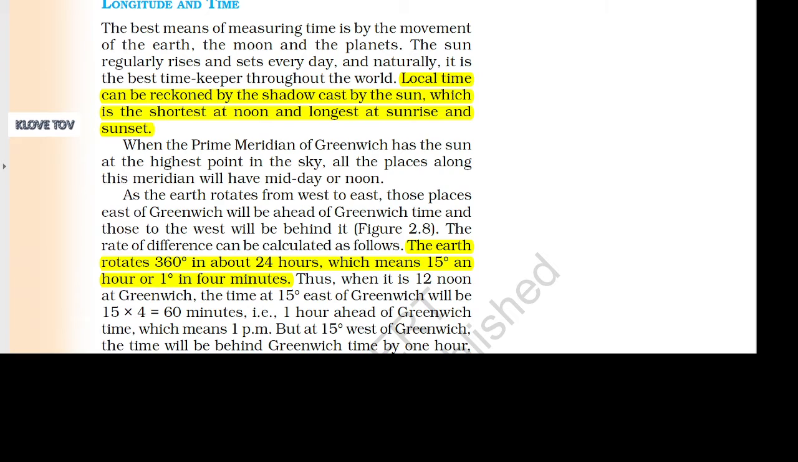Longitude and time. The best means of measuring time is by the movement of the earth and the moon and the planets. The sun regularly rises and sets every day, and naturally it is the best timekeeper throughout the world. Local time can be reckoned by the shadow cast by the sun, which is the shortest at noon and longest at sunrise and sunset. When the prime meridian of Greenwich has the sun at the highest point in the sky, all the places along this meridian will have midday or noon.